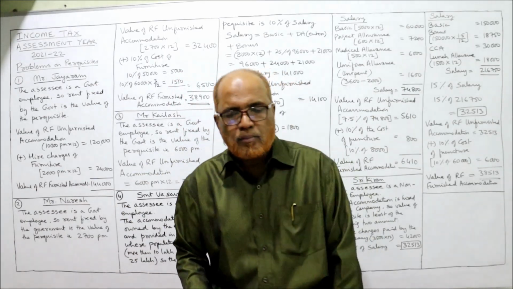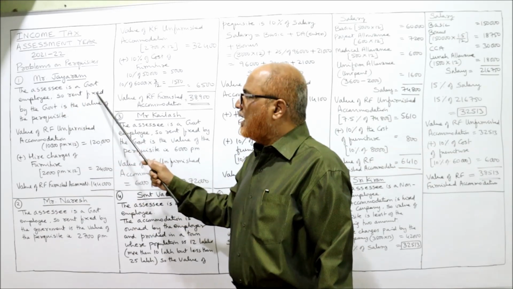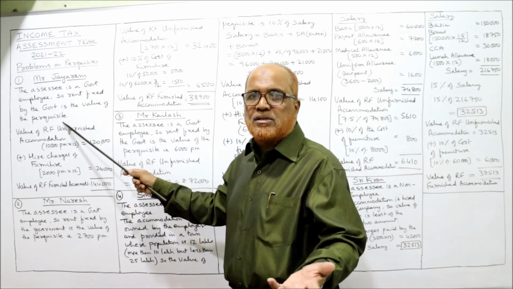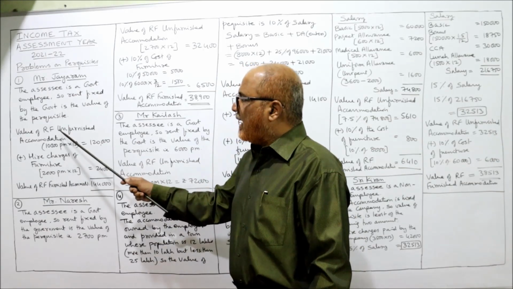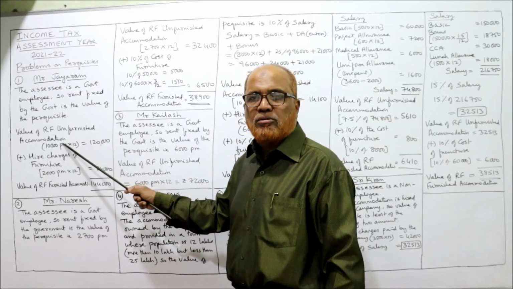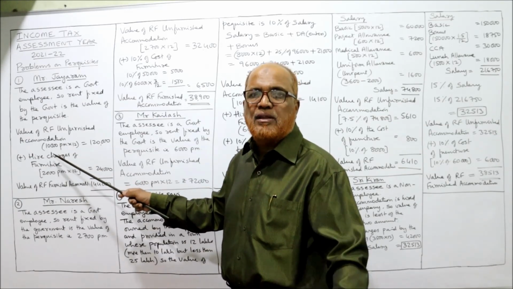So the solution of this problem is like this. The employee is a government employee, so the rent fixed by the government is the value of the perquisite. So simple. No need to calculate salary, nothing. Then the value of rent-free unfurnished accommodation: what is the rent fixed by the government? 10,000 per month, given in the problem.